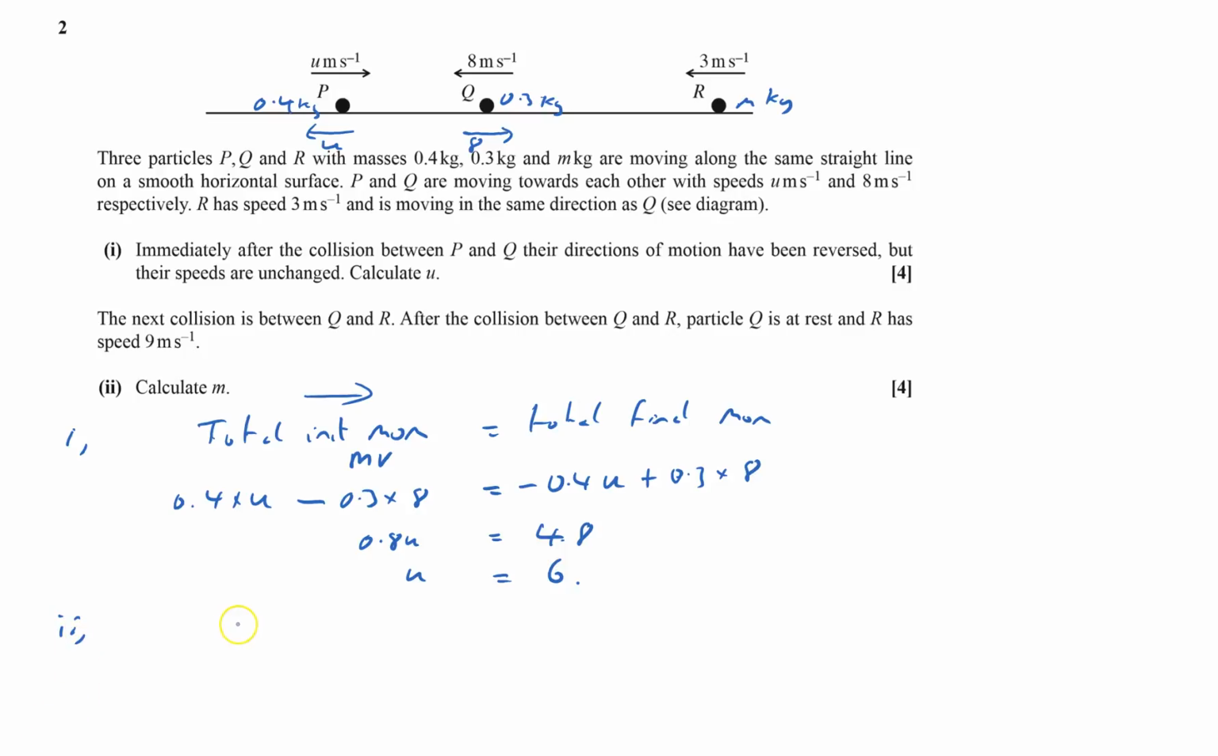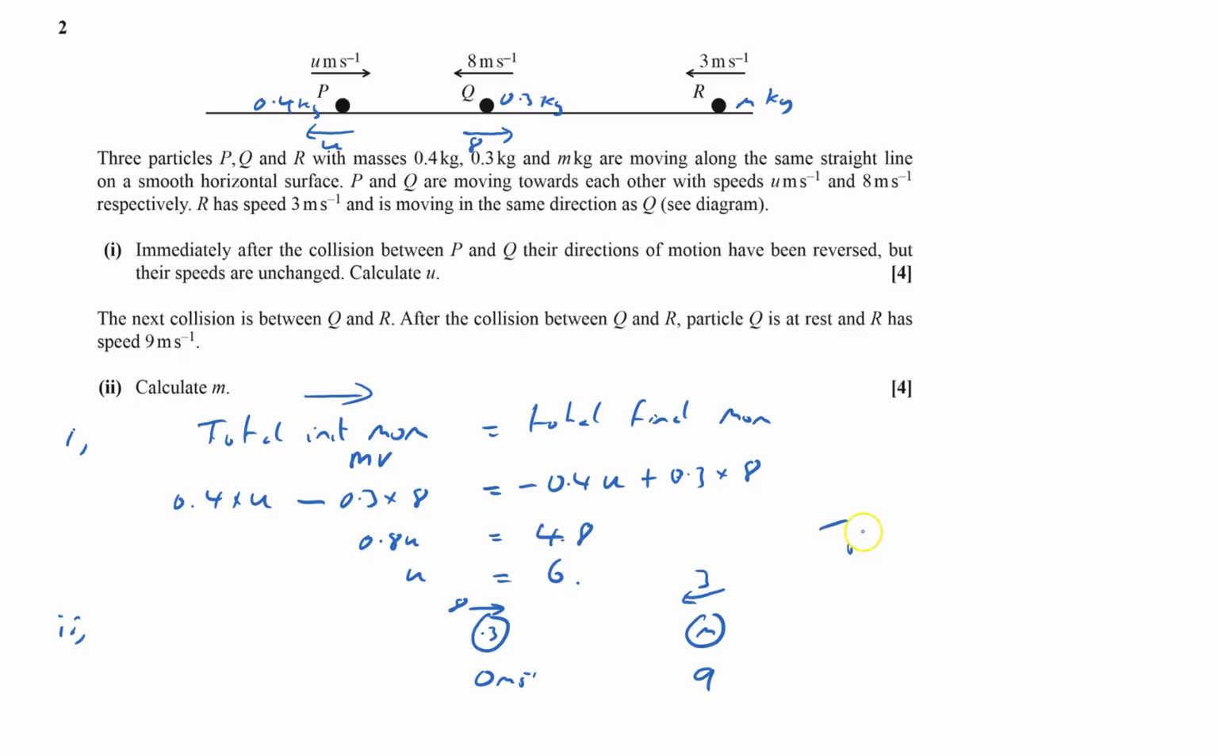And our second part, with the collision between Q and R, so we'll do it here underneath the diagram. Q, which is 0.3, and R, which is M, that starts off going at 3, and this one we've just worked out or told it goes at 8. It's like that. And immediately after it, Q is at rest, so 0 meters per second, and R has speed of 9. So I'm going to put down the fact that it's going at 9. But I already don't know which direction it goes in to start with.